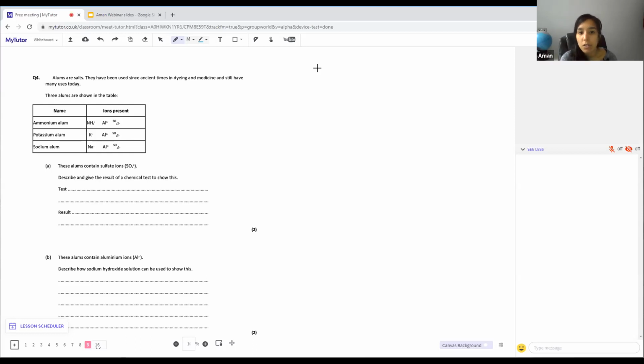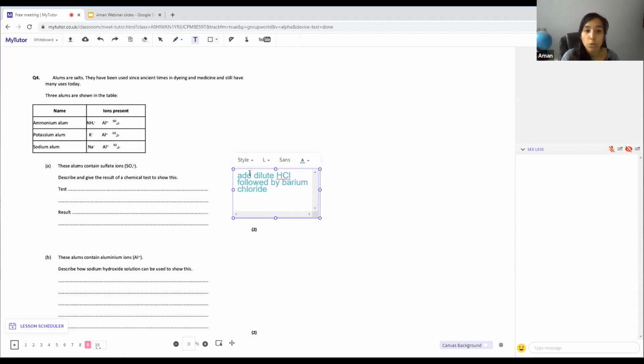What do we need to add first? Barium chloride is pretty much the main test for sulfate ions, but we need to add something before the barium chloride. Does anyone remember? When we do negative ion tests, we always add something before we add the main compound that we want to add. Great, dilute hydrochloric acid. Well done to the person that said that. So the correct answer for this would be that we add dilute hydrochloric acid followed by barium chloride. Okay, so that's the test.